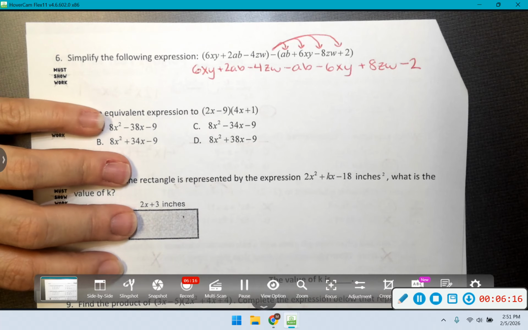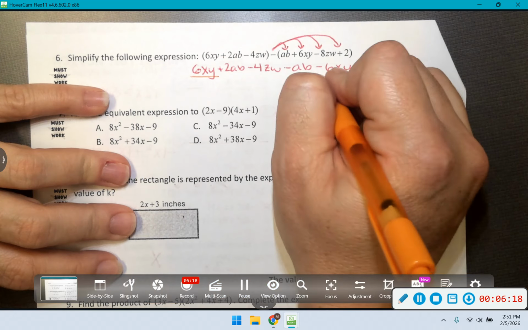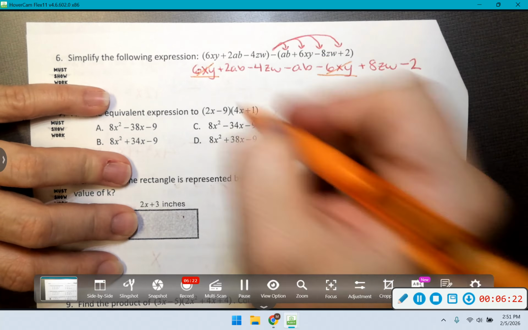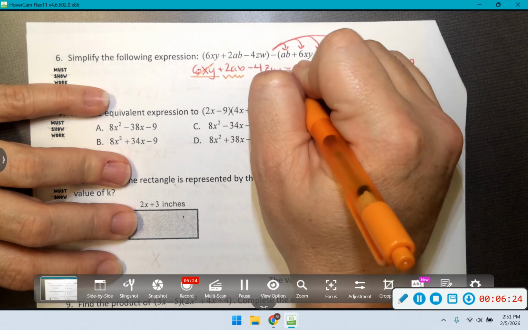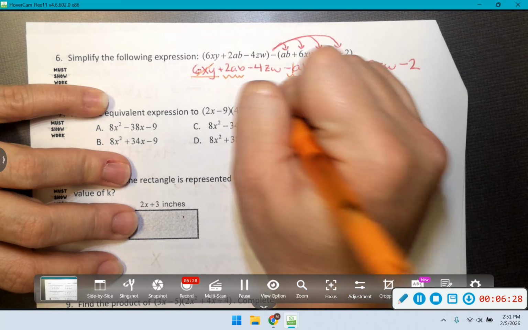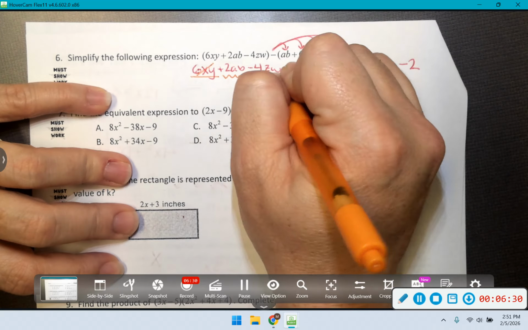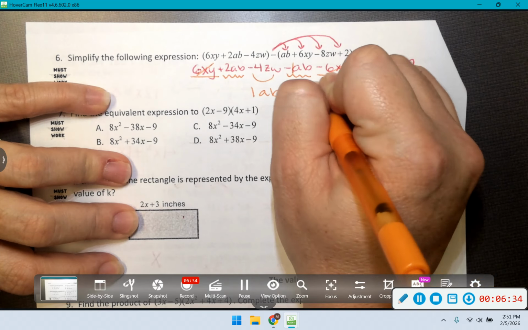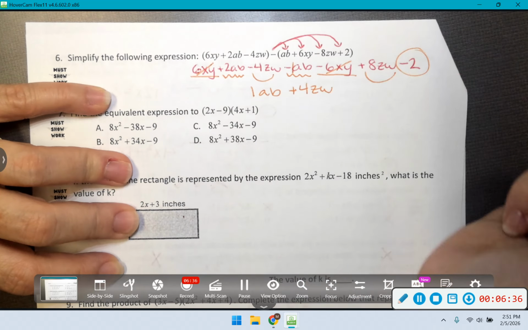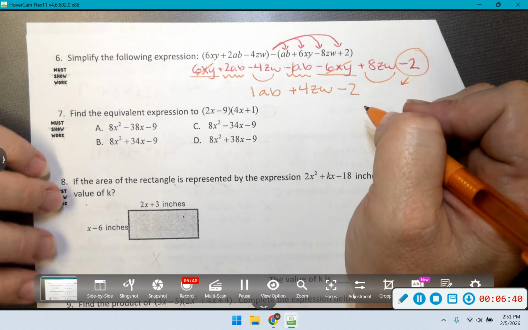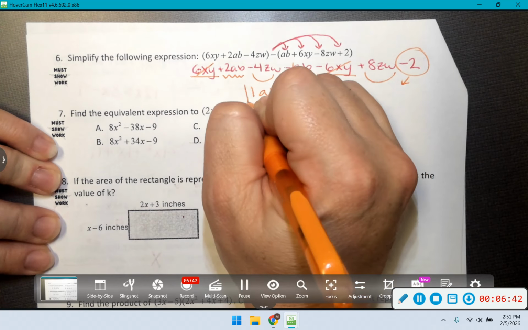And now I can combine my like terms. So I have xy, well 6 minus 6 is 0. Those actually cancel each other. Then I have 2ab minus ab, so 2 minus 1 is 1, so I have 1ab. And I have zw, well negative 4 plus 8 is positive 4zw. And then I have this one that has no like terms, so we're just going to bring it down, which is minus 2. So there is my answer.